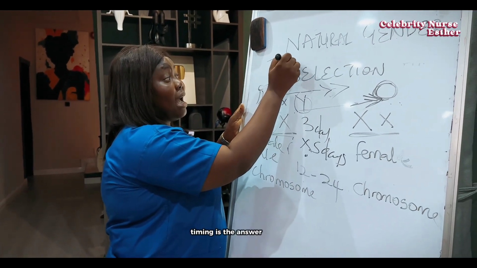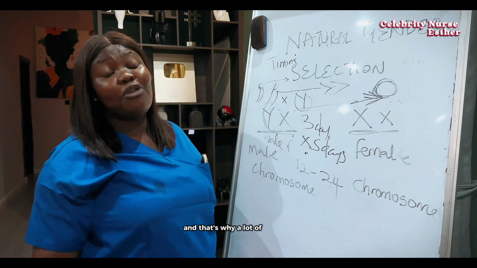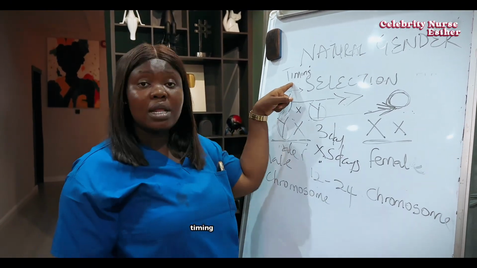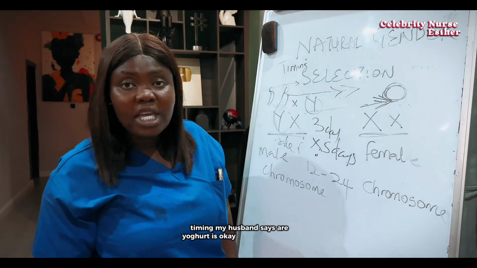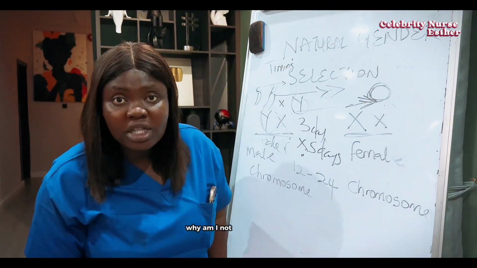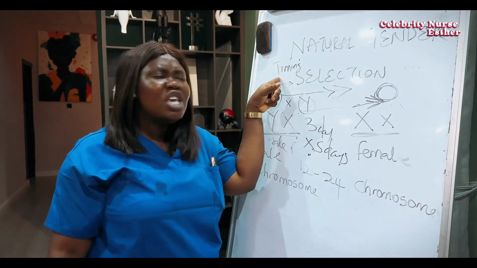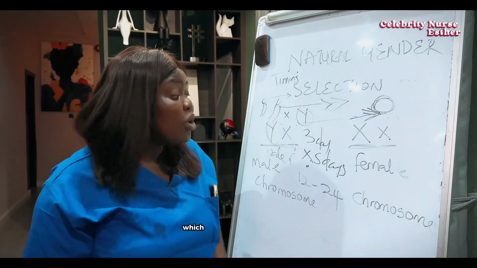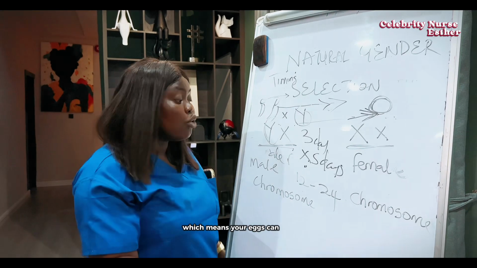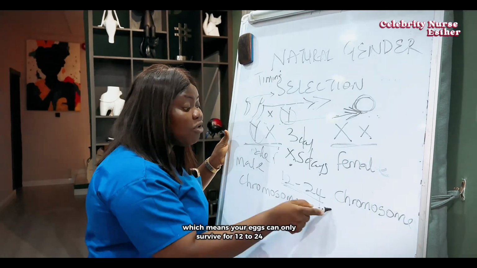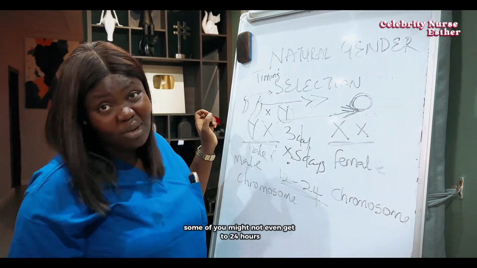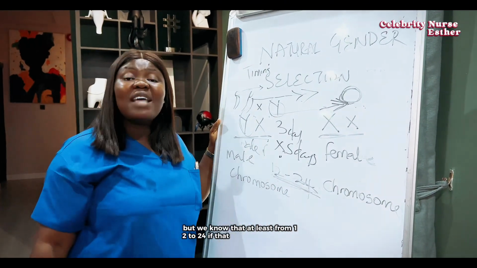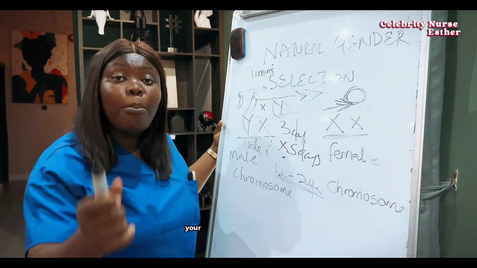Timing is the answer. And that's why a lot of you keep saying, I am ovulating, then why am I not getting pregnant? Timing. My husband's sperm is okay, and I'm ovulating. Why am I not getting pregnant? Timing. If you don't know how to time yourself, you will miss it, which means your eggs can only survive for 12 to 24 hours. Some of you, yours might not even get to 24 hours.